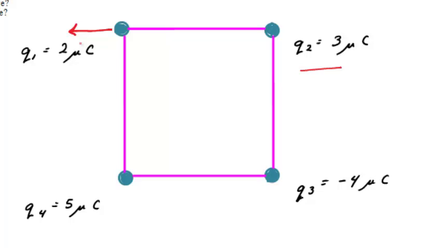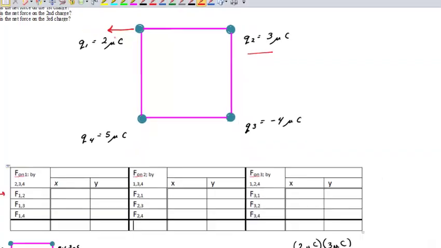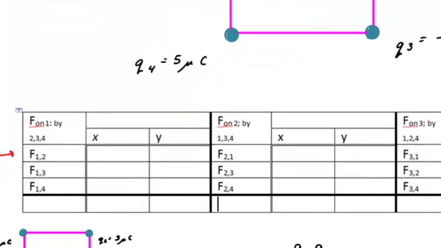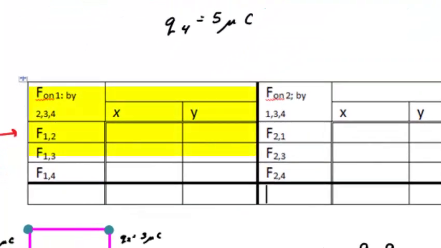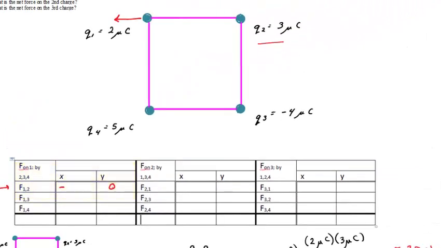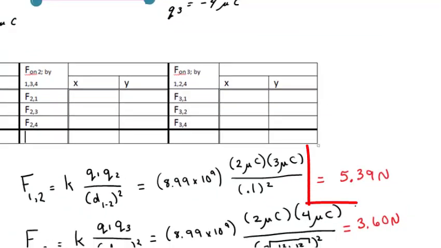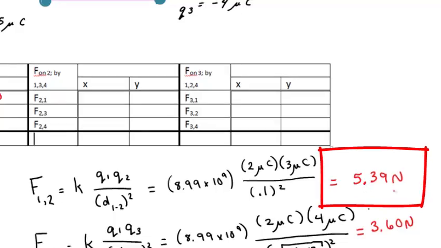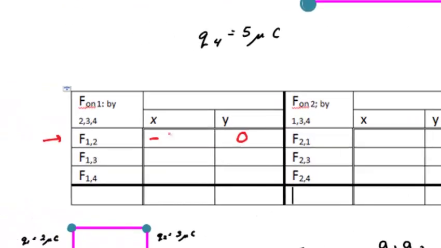So we know that the force exerted on charge Q1 by charge Q2 is in the negative x direction, and we know that y is equal to 0. So we can go back and look at our numbers, and we see that it should be a negative 5.39 newtons. So I'm going to go ahead and fill that in.